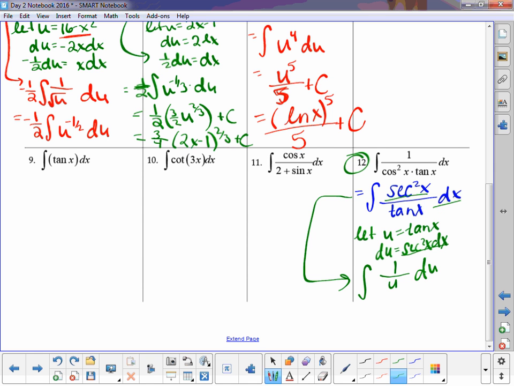What's the integral of 1 over u? Natural log. So natural log of the absolute value of u plus c, which for this particular problem is natural log of the absolute value of tangent of x plus c. Look at that, baby. Questions?